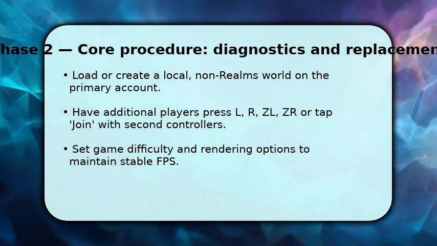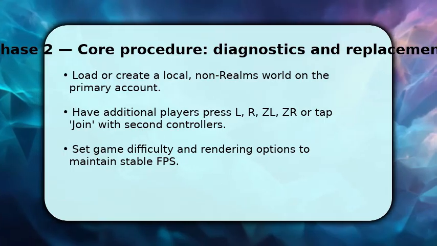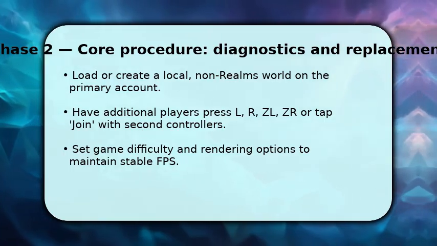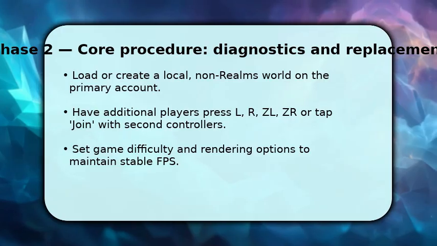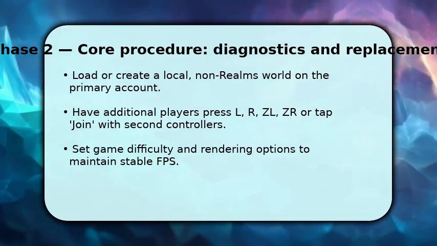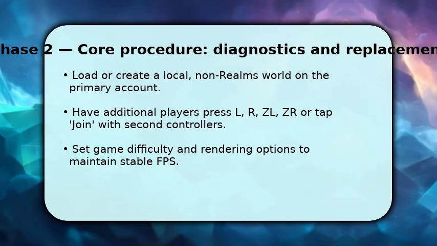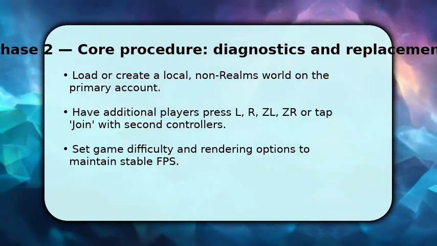You now load a local world on the main account. Realms and some servers block split screen, so pick local play. Once the world loads, have each additional player press the controller buttons shown on screen, typically L plus R or ZL plus ZR, or select Join. Their profile icon appears when connected.